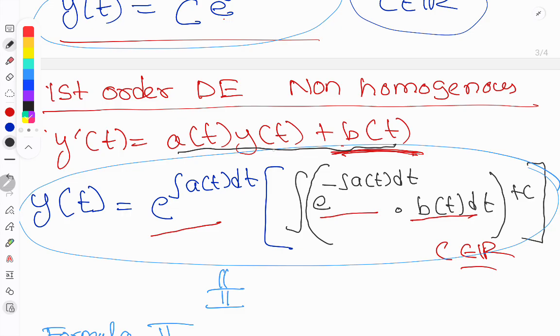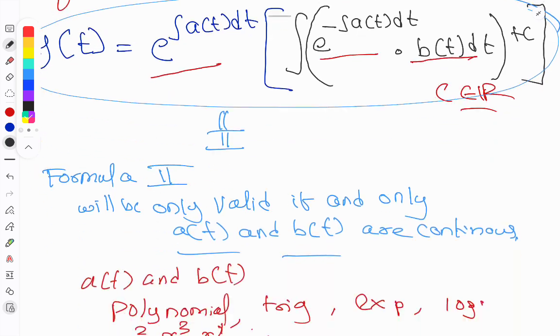a(t) is what is multiplied with y(t). Please note, all of them must be on the other side. So if the question is given on this side, you have to take them to the other side, then identify a(t) or b(t), or else you will make mistakes with the signs.